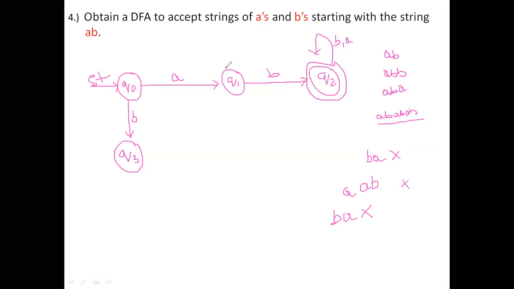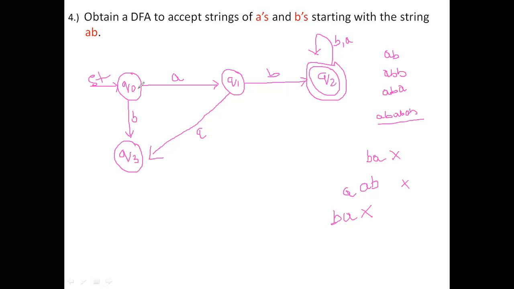Same, if I provide a self loop for Q1 on receiving A, then if double A B is there, it will be accepted. Actually, it is wrong. That should not happen. So what we need to do, we need to provide a transition of A for Q1 towards Q3. Clear? See here, for Q0, both A B over. For Q1, both A B over. For Q2, both A B over.